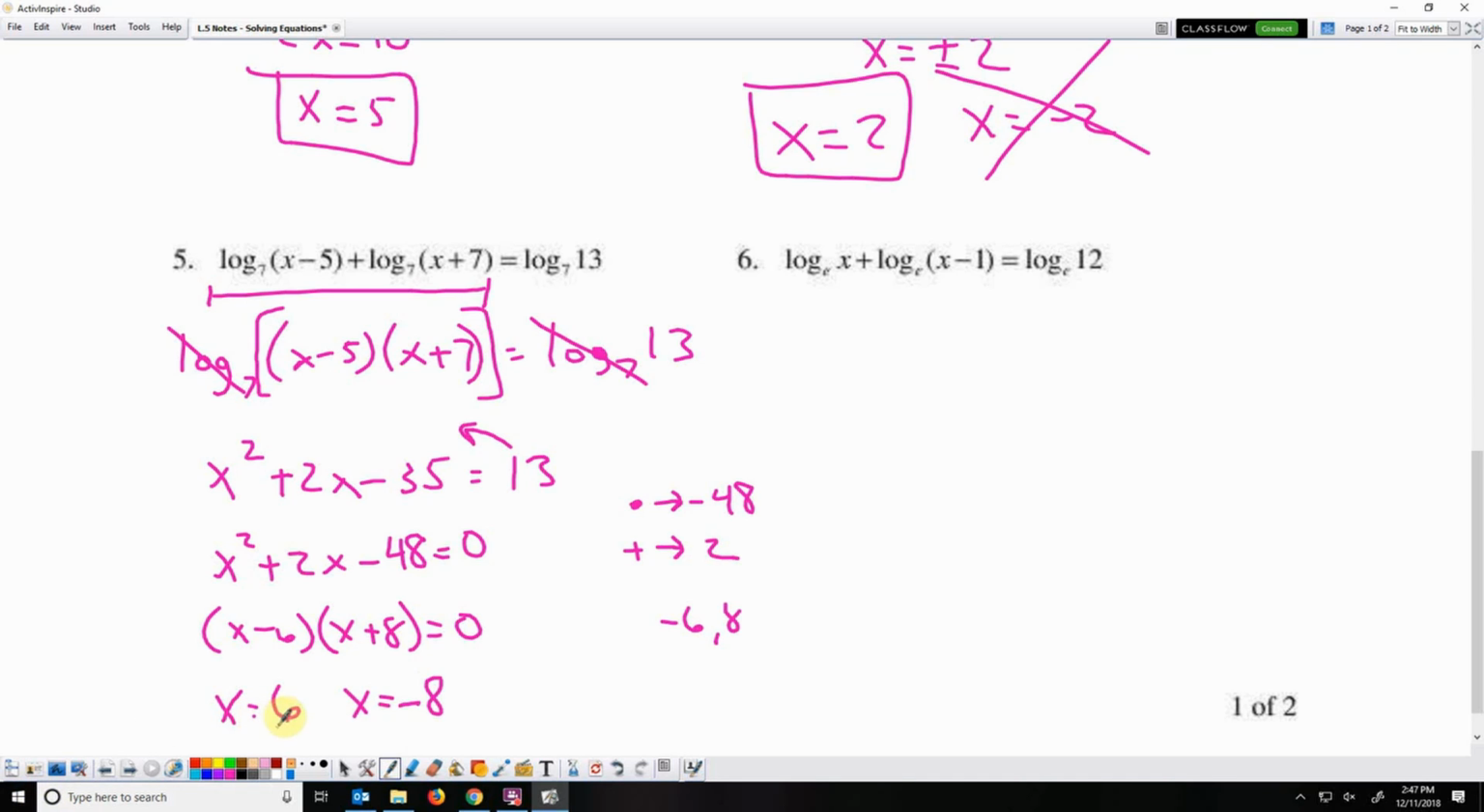Okay, so when I plug in the 6, 6 minus 5 is 1. That's a positive argument. 6 plus 7 is 13. That's positive. So this solution can be kept. When I plug in the negative 8, minus 5, I've got negative 13, plus 7, I've got negative 1. So I get some negative arguments, so I have to throw that solution out.